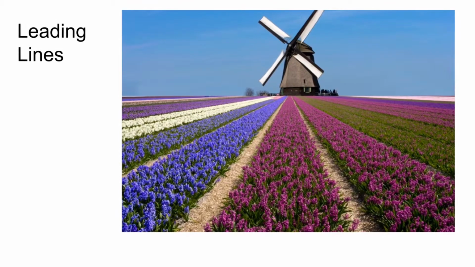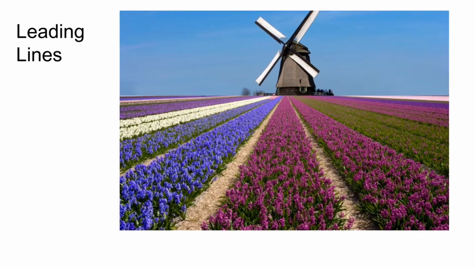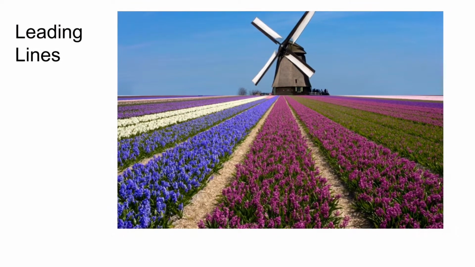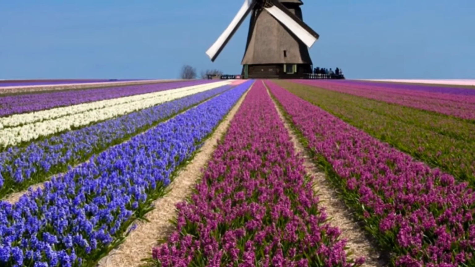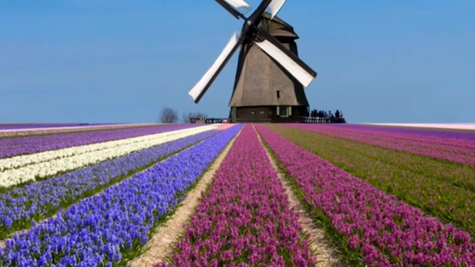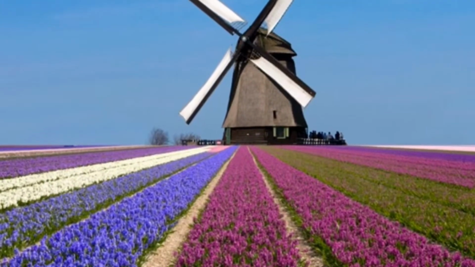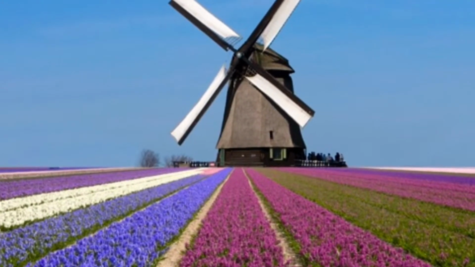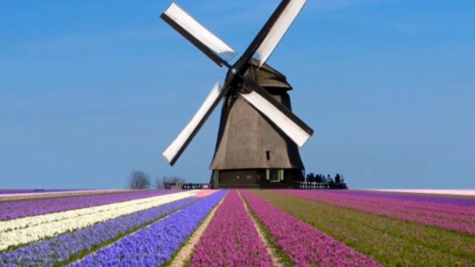Our next composition technique is called leading lines. This technique builds off some of the things we learned last week about linear perspective. For leading lines, you find linear perspective lines that lead to a subject. These lines lead the eye to the subject and make for a pleasing composition.